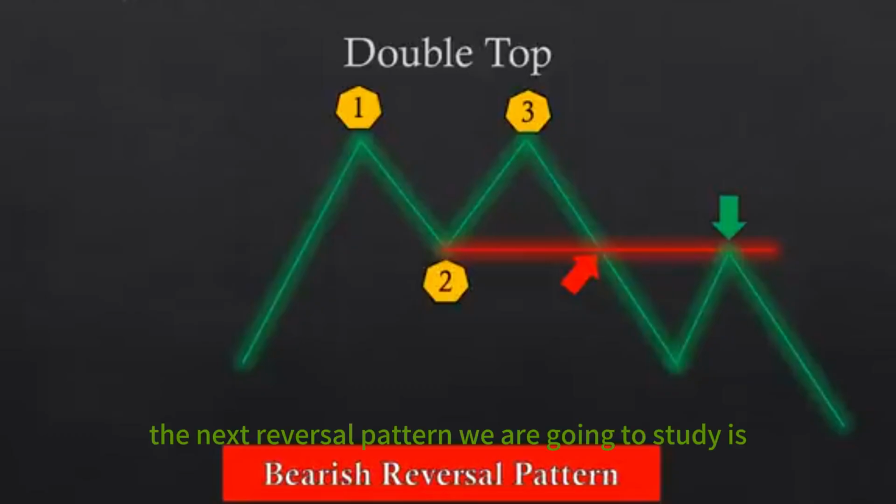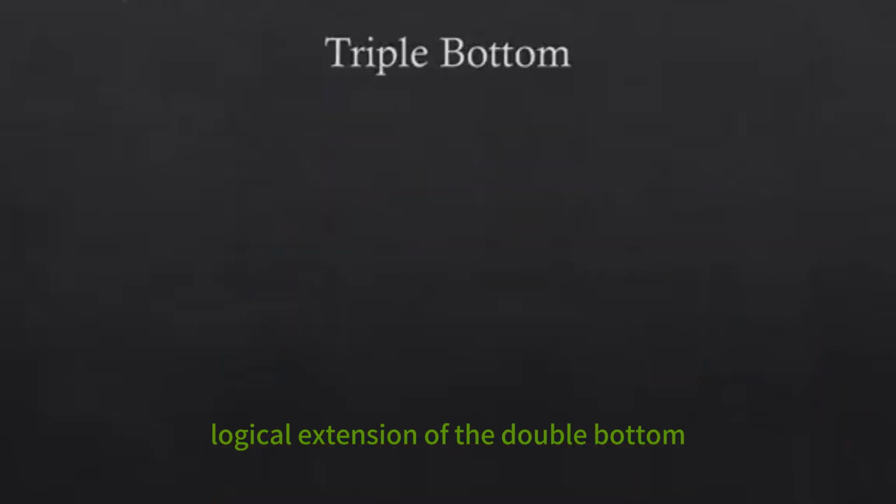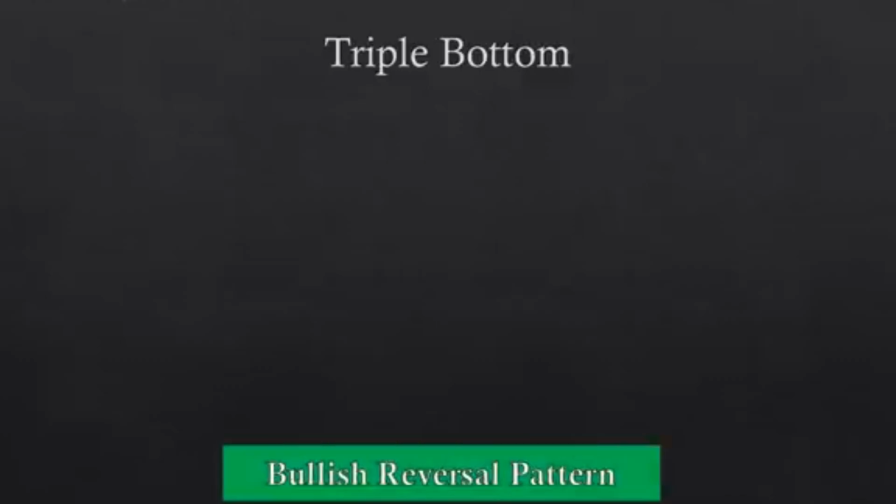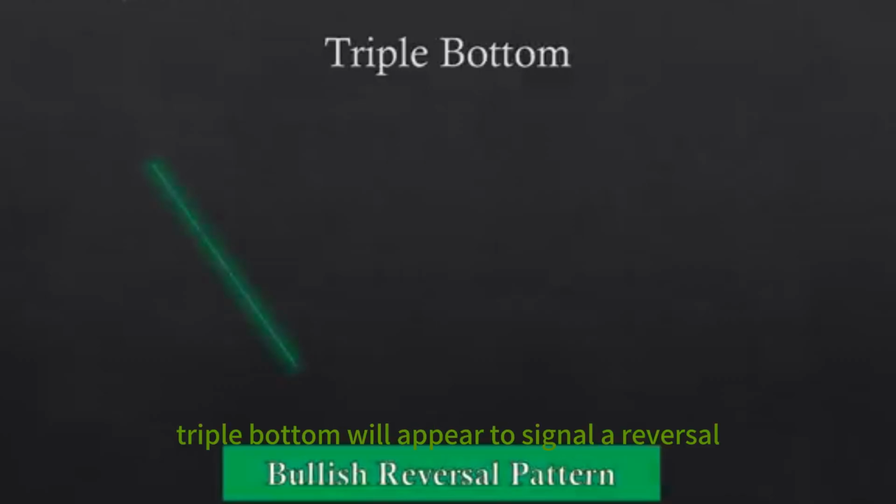The next reversal pattern we are going to study is in some sense a logical extension of the double bottom, and it's called triple bottom. It's a bullish reversal pattern, meaning that price will be going down, and then the triple bottom will appear to signal a reversal to the upside.